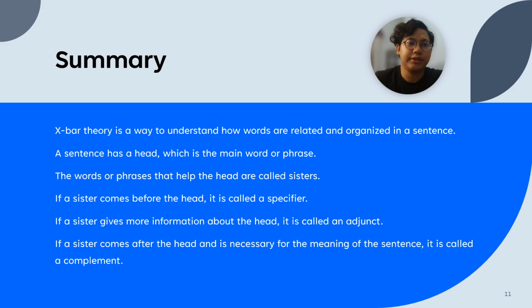So in conclusion, X-bar theory is a way to understand how words relate to one another and are organized. A sentence will have a head, which is the leader of the sentence. Its helpers are called sisters, and they give information in the sentence. If it comes before the head, we call it a specifier. If it gives more info about the head, we call it an adjunct. If it comes after the head and is integral to the meaning of the sentence, we call that a complement.